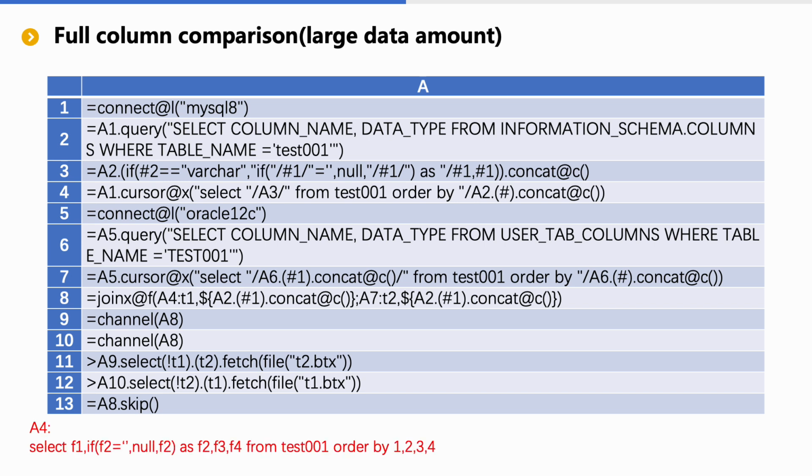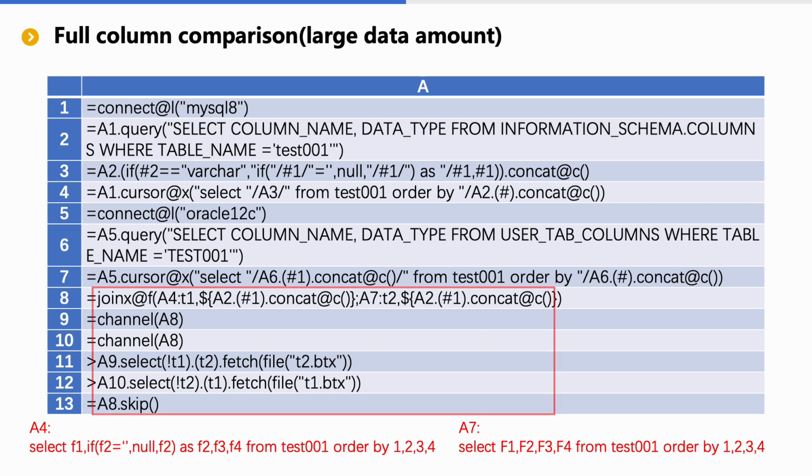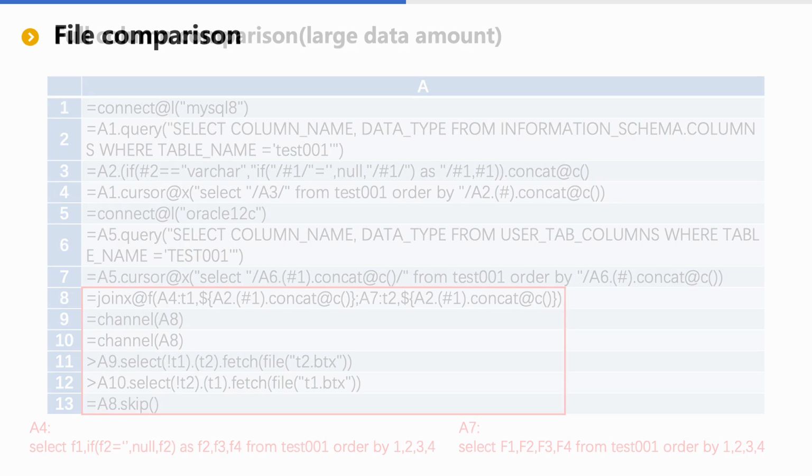The SPL concatenated by A4 is like this, where all columns participate in sorting. The SPL concatenated by A7 looks like this. Finally, the data is orderly merged to implement full join, and the results of both scenarios are exported to a bin file using channels through one traversal.